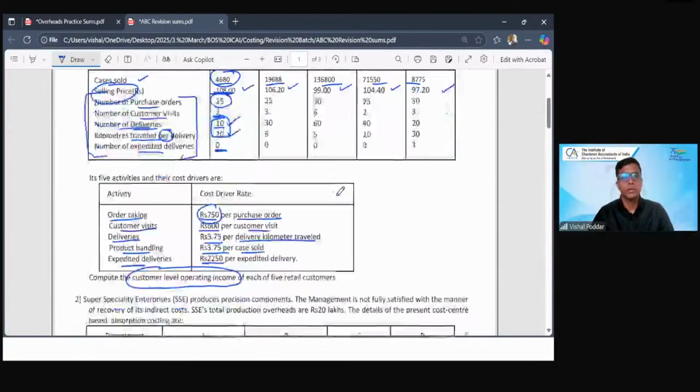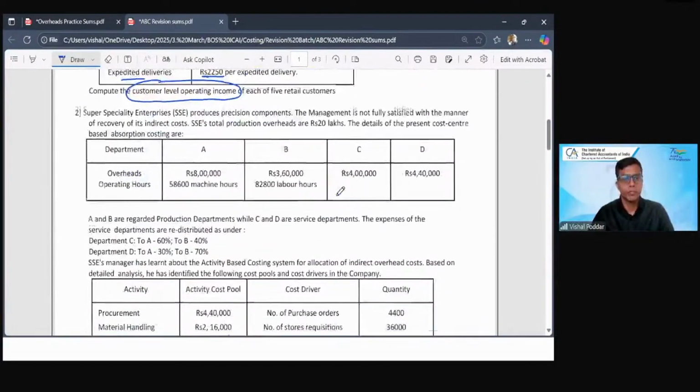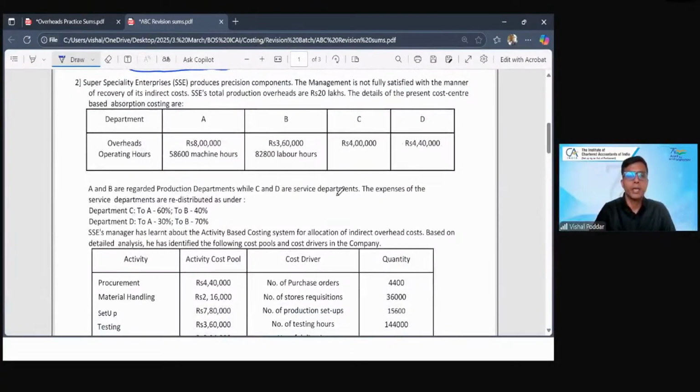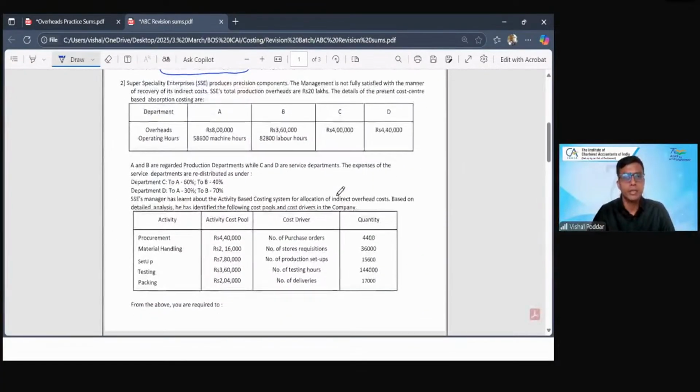So this is one type of question where ABC is used. Okay, now this is slightly lengthy, but this is again interesting. Go through this question, students. Read and understand the question. I'll just take a 2 minutes break.